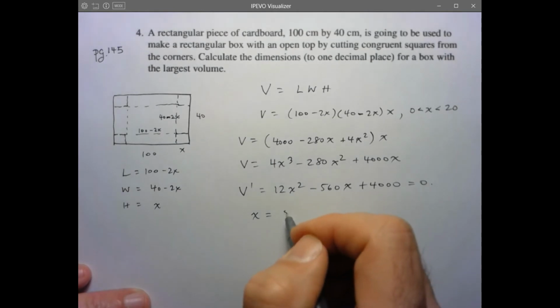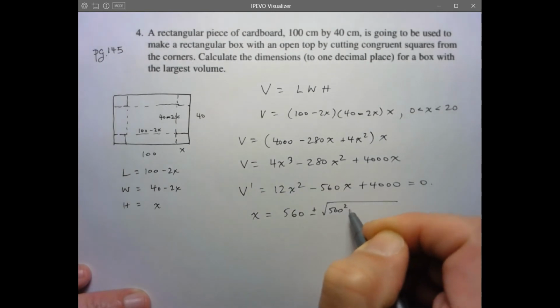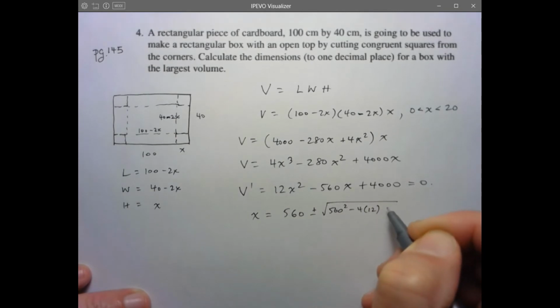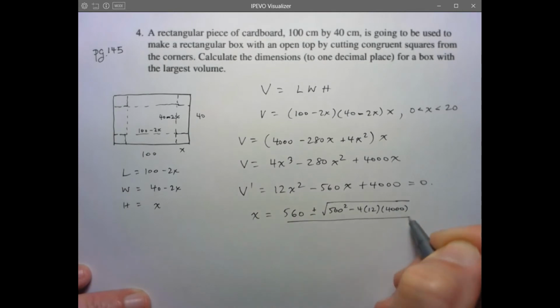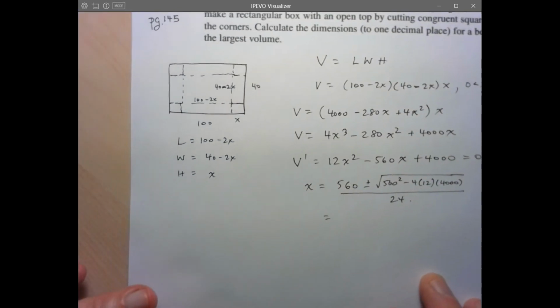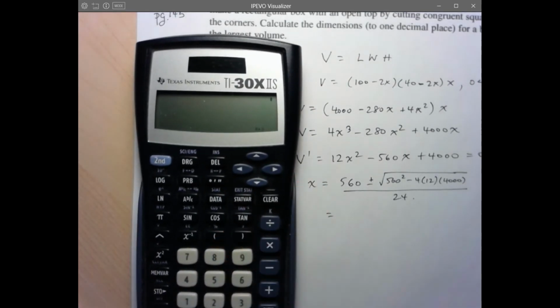So negative b, so that's going to be 560 plus or minus the square root of 560 squared minus 4 times a, which is 12, times c, which is 4,000, all over 2 times 12, which is 24. All right, so let's get our trusty calculator out and calculate that. I want to see if this square root is going to be bigger than or smaller than 560, because if it's bigger than 560, then I know I don't have to deal with the subtraction. If it's less, then I might have two possible answers.